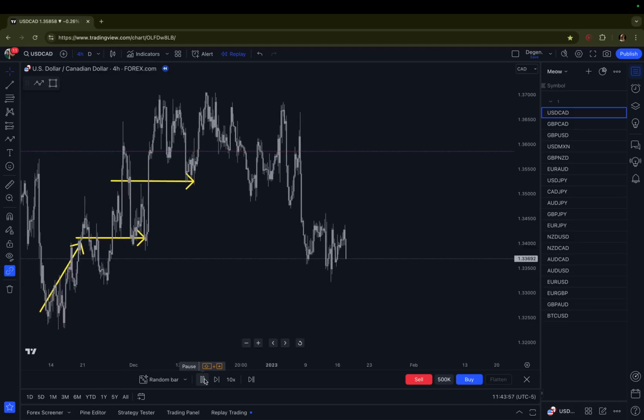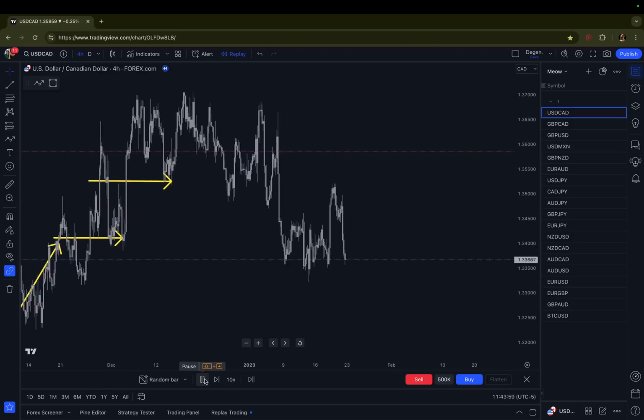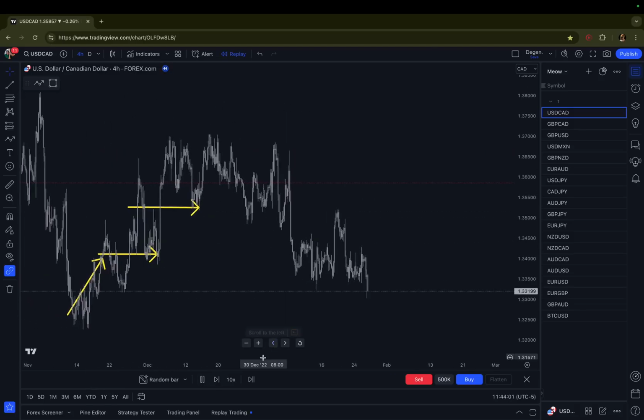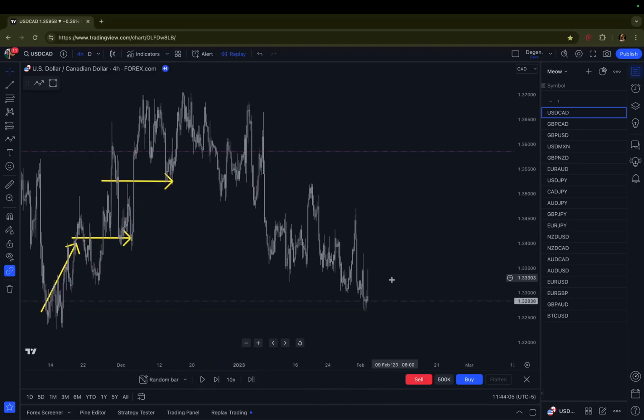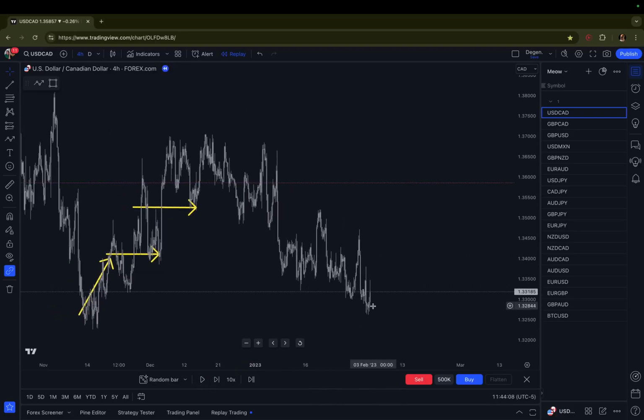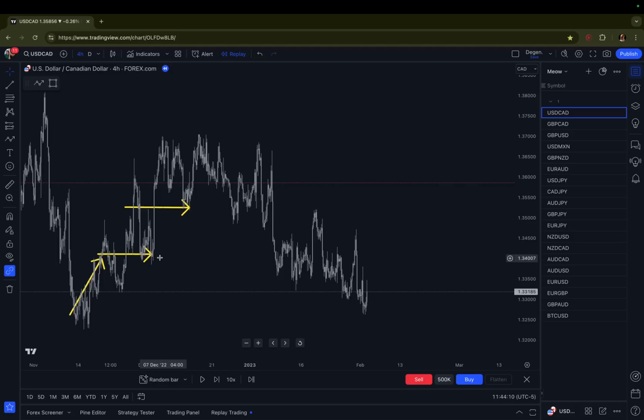Okay, so price is going down. Let's let it go down a little bit more, see if it can make a new low. We're essentially waiting on a new trading opportunity. Okay, so now price has gone down here. Here's what we can do.